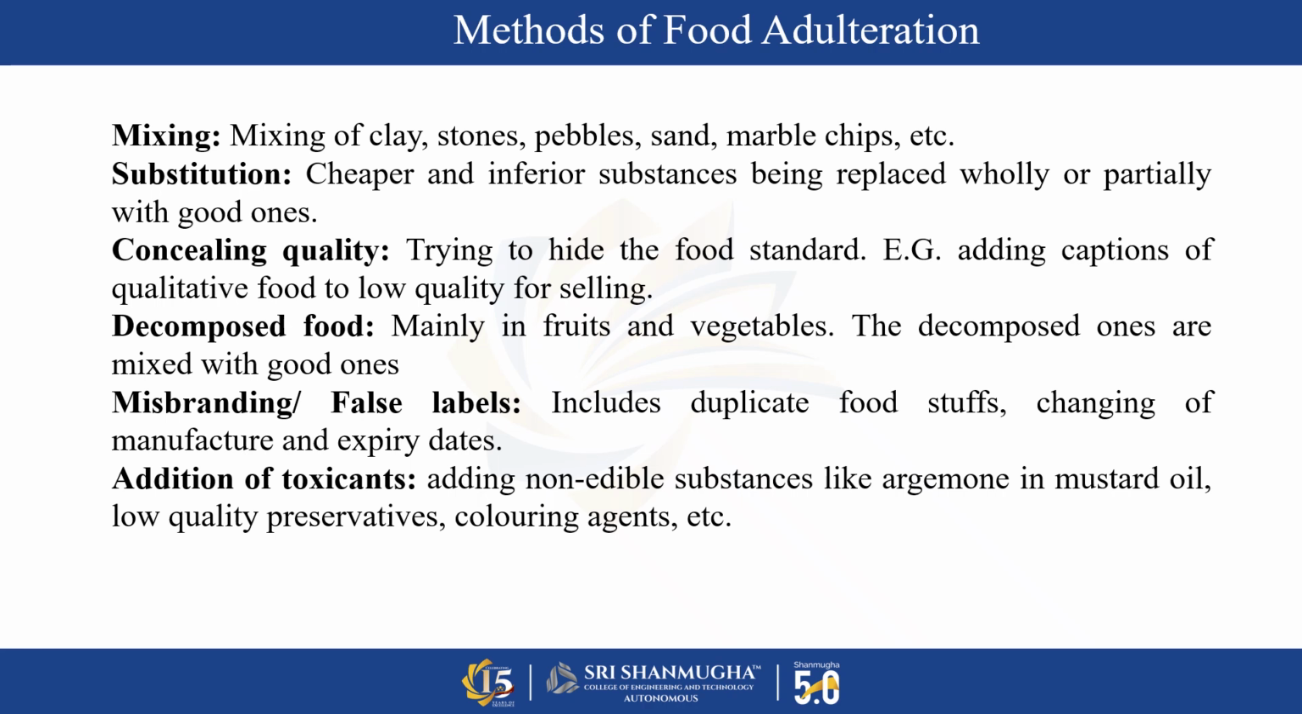Misbranding or false labels: selling duplicate products or changing manufacture and expiry dates. Next, addition of toxicants, adding harmful substances to the food. Example: argemone oil in mustard oil, and artificial colors. So these are all the methods of food adulteration.